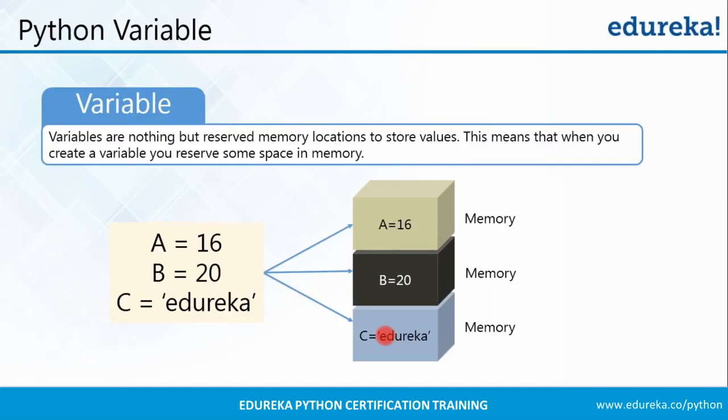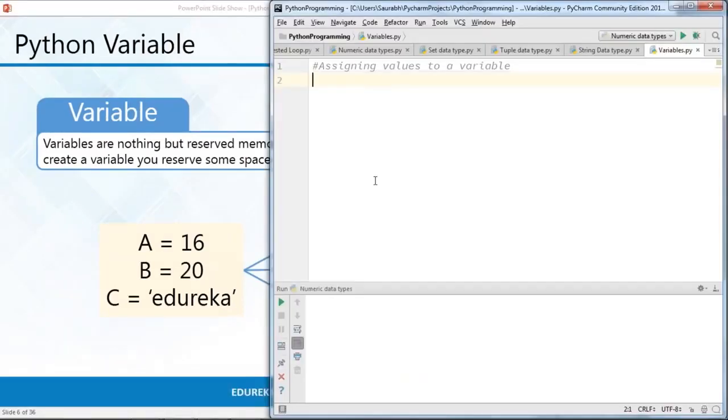What I'm going to do is I'm going to assign certain values to these variables and I'm going to print it. So I will open my PyCharm. So guys, this is my PyCharm. So over here what I'm going to do is I am going to define a variable A and I'm going to assign a value to it, say 10. Similarly, I'm going to define one more variable and I'm going to assign a value here. That value will be a word. So let us give it as EduReka.